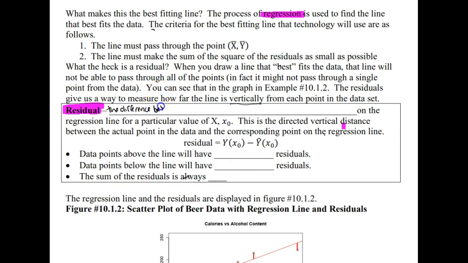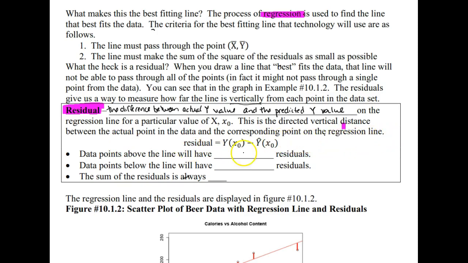between the actual y value and the predicted y value on the regression line for a particular value of x called x sub 0. So this is the directed vertical distance between the actual point in the data and the corresponding point on the regression line. By directed we mean it can be positive or negative.